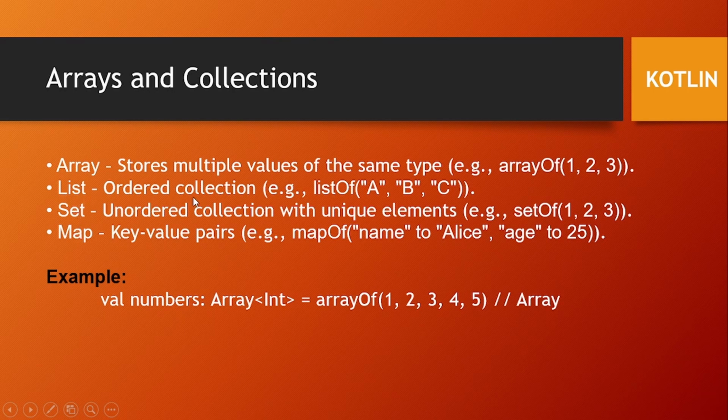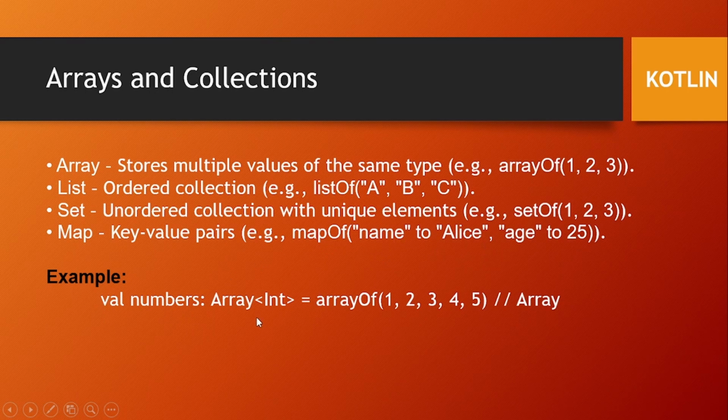List is for ordered collections. We have functions like listOf that we can use to store different types of data. We can study them later on. Set is for unordered collections. For unique values, we can use the setOf function, and map will be for key value pairs that we can store by using this function. We can call this function and store our values inside a variable.